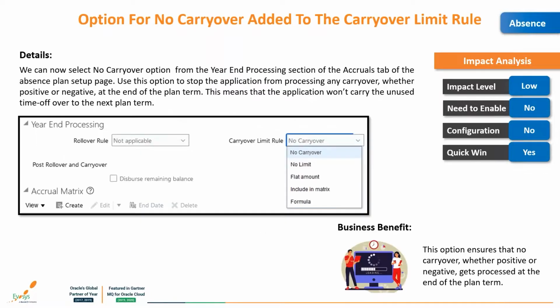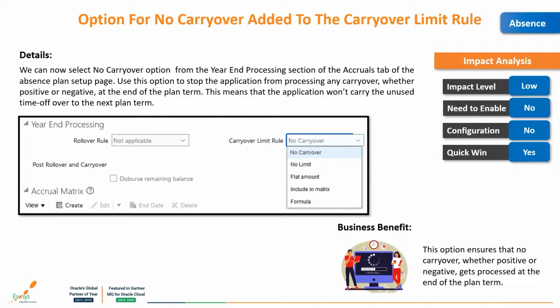Moving on, the next new feature in absence module is option for no carryover added to the carryover limit rule. Carryover, as we all know, is the process by which unused absence accruals are transferred from the previous plan term to the next plan term. Up until today, we do not have an option where we can select a configuration in the setup to say that we do not want a carryover with a particular absence plan. We always had to rely on fast formula to put this logic in place.